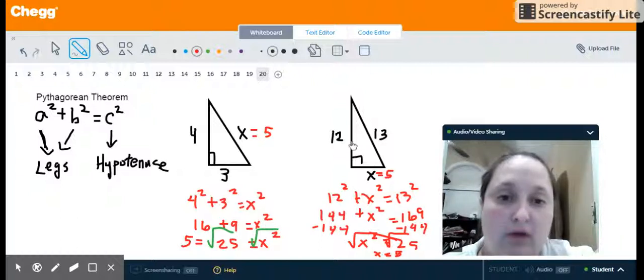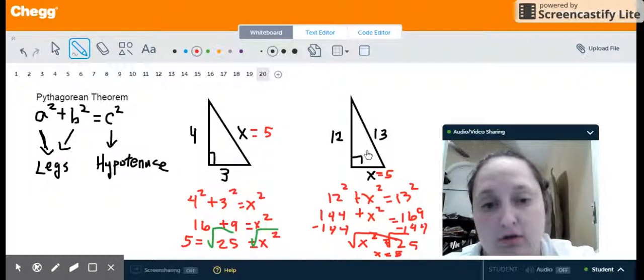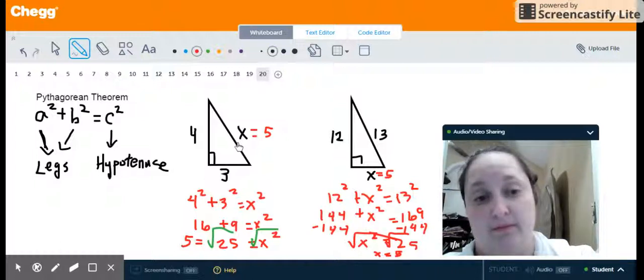Okay, so if you have one leg and an angle, generally you're going to use some sort of trig function in order to do that, sine, cosine, or tangent. But if you have two legs or a leg and a hypotenuse and you're missing either a leg or a hypotenuse, you're missing one side. You can do the Pythagorean theorem.